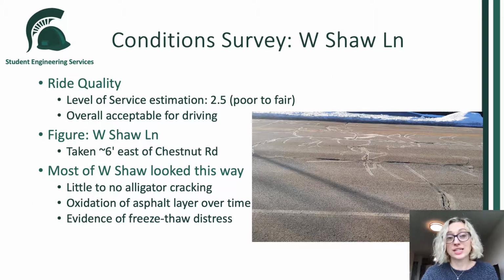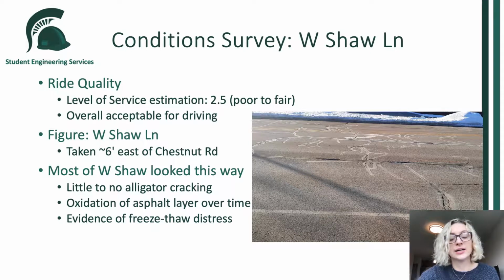Moving into our condition survey, which focused on West Shaw Lane, we had someone on the team go out and take some pictures so that we could analyze them. This one was taken about 6 feet east of Chestnut Road, and most of West Shaw looked this way. Not severely distressed, about a 2.5 service rating, just by my personal experiences driving on it. It's overall acceptable to drive on, but there is some room for improvement.